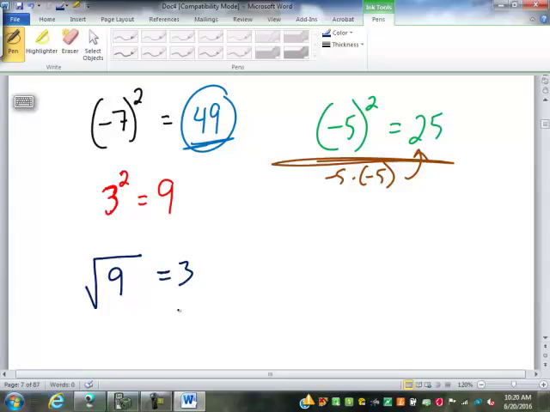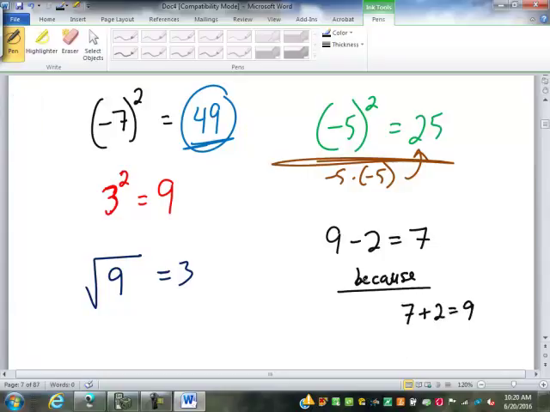Well, why is that? Remember, we defined subtraction as being part of addition, and we defined division as being part of multiplication. That's the technical definition of subtraction. 9 minus 2 equals 7, because if you work it backwards, 7 plus 2 equals 9. That's one of our definitions of subtraction.